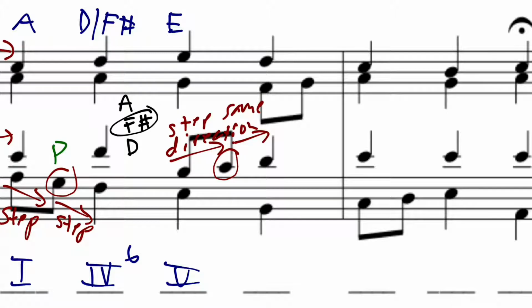So what does that make it? That makes it into a passing tone. Passing tone. How about this next chord?